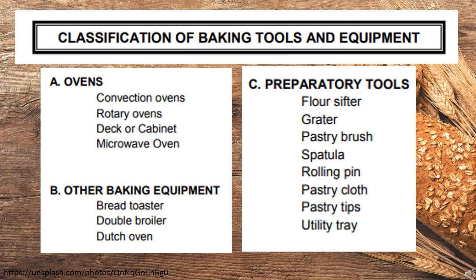Classification of baking tools and equipment. Letter A, ovens. Examples of these are convection ovens, rotary ovens, deck or cabinet, and microwave oven. Letter B, other baking equipment like bread toaster, double broiler, and Dutch oven. Letter C is the preparatory tools. Examples of these are flour sifter, grater, pastry brush, spatula, rolling pin, pastry cloth, pastry tip, and utility tray.